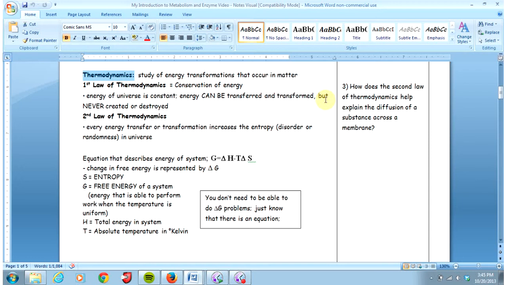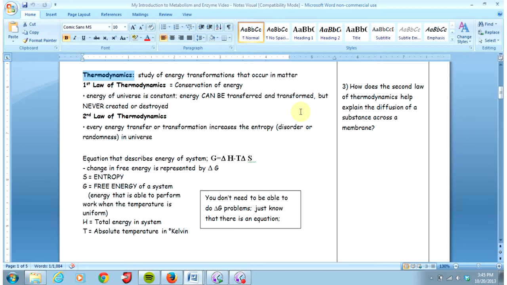The second law of thermodynamics is the one that tends to be a little bit difficult for people to understand. So I'm going to give you an example within question number 3 on the side here. The second law of thermodynamics says that every energy transfer is going to increase the entropy, which is another way to say disorder or randomness in the universe. So I'm going to give you an example.